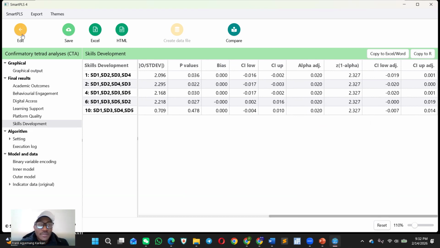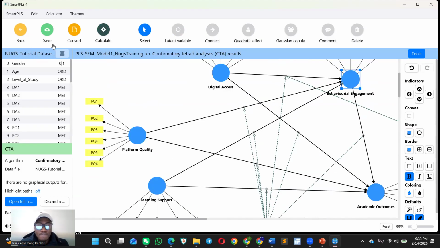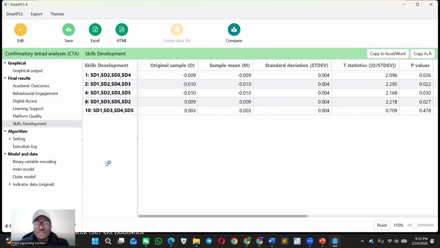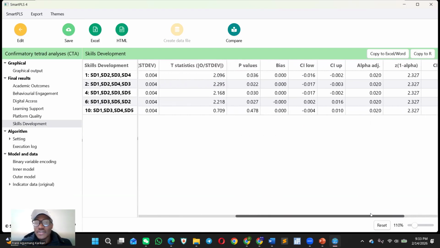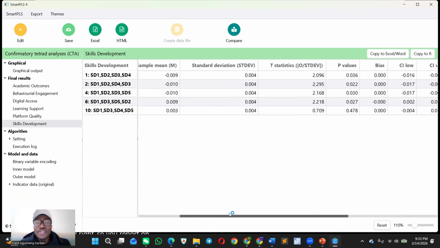Okay, so I will just pause here. When you're reporting, do you have to show all the values or just the CI lower? When you're reporting, you can just present the estimate, the t value, and the p values, as well as the confidence interval, lower adjusted and upper adjusted. All right, so you report on what you want to interpret.